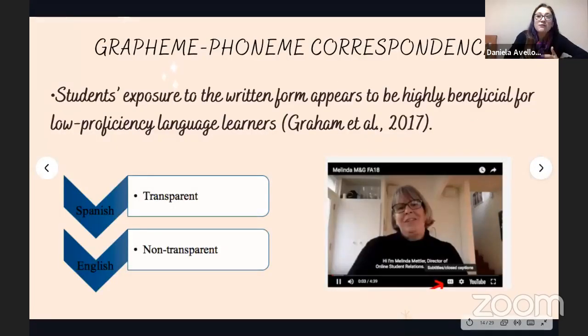This is connected to the fact that captions foster the learning of grapheme-phoneme correspondence, especially in the case of languages that differ in terms of transparency. For example, here, Spanish and English. Students' exposure to the written form appears to be highly beneficial for low proficiency language learners.